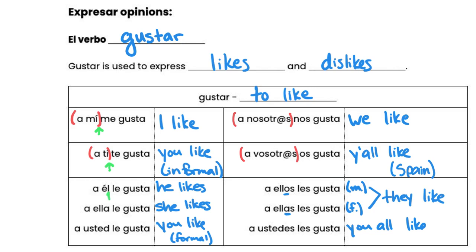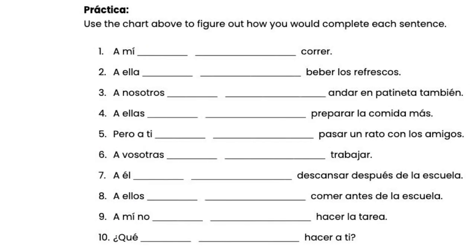So for each one, go ahead and just mark with an arrow that this is where the no would go if we were trying to say that someone or ourselves doesn't like something. All we have to do is put a no right there. All right, so let's go ahead and look at some practice sentences. Using the chart above, figure out how you would best complete each sentence.